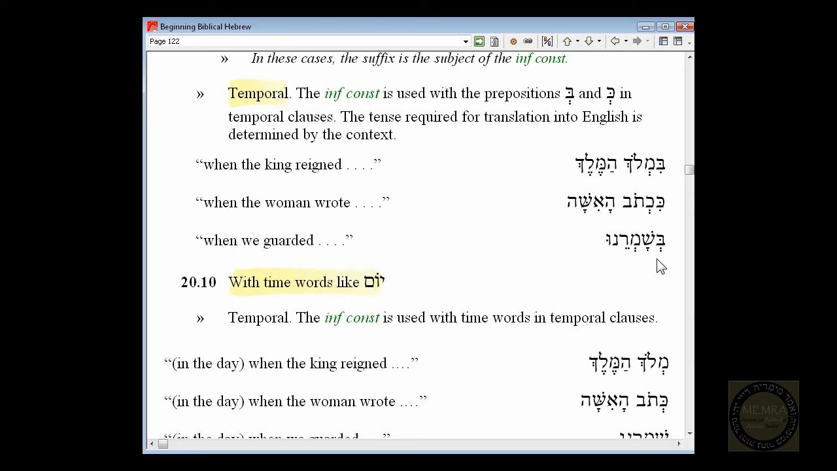Again, you need to be thinking of both object, subject, but this is the way it's going to be working for the most part. It's going to be when, and then you should look at the end for your suffix, a subject, and then the meaning of your verb. So when we guarded. So bet and kaf, again, temporal. And when you see a suffix attached to that infinitive construct, consider it. Think of it first as, does it work as the subject in that phrase, translating that form into a phrase, into something meaningful. Because that's typically what it's going to be.